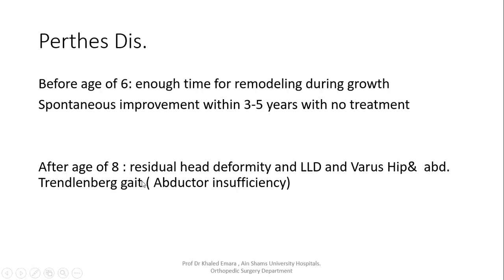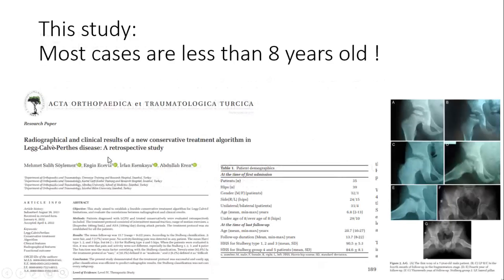But after age of 8, as I was saying, the deformation will not have enough time for remodeling to get improved and get better. So the patient gets left with residual limb length discrepancy and varus at the hip and limited abduction and Trendelenburg or abductor insufficiency and pelvic obliquity. This is the issue, and the patient lives with this for a very long time, suffering from back pain and hip pain, not because of the hip arthritis, but because of the limb length discrepancy and the varus of the hip and the abductor insufficiency.